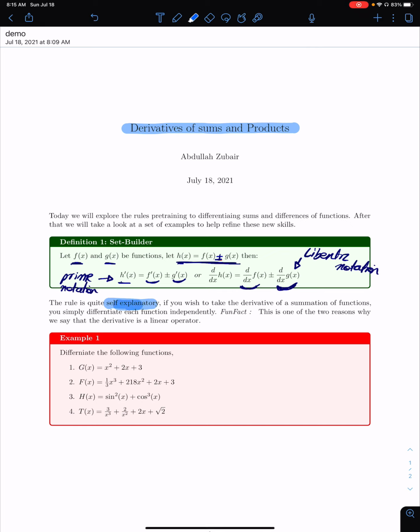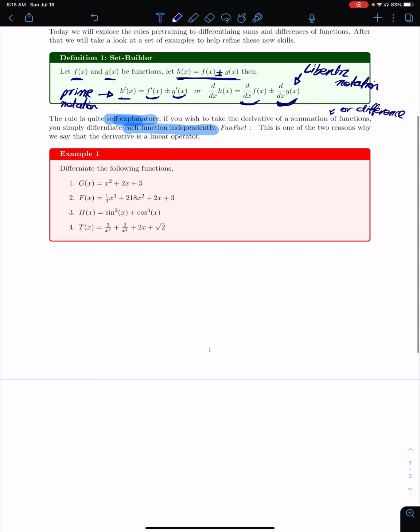If you want to take the derivative of a sum or a difference of functions, you simply differentiate each function independently. And here's a fun fact. It's one of the two reasons why we say that the derivative is actually a linear operator. It's just a fact if you're going to study something like linear algebra in the near future.